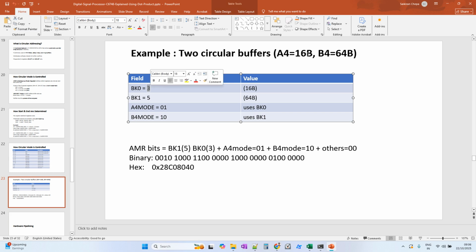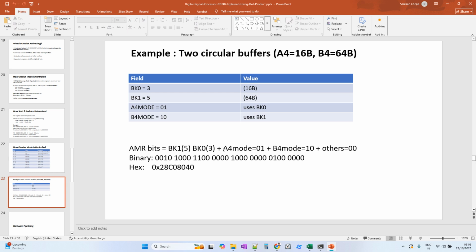BK0 is 3. 16 means 2 power 4, so BK0 we have to give as 3, and 16 bytes will come here. The value will be 16 bytes. Because 2 power 5 plus 1, 64 bytes will come. So for A4 the mode is 01, since we are using BK0, 01 should be given to this. And for B4, the mode is 10.